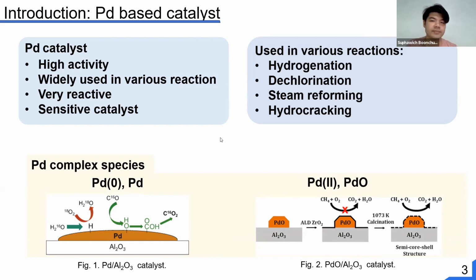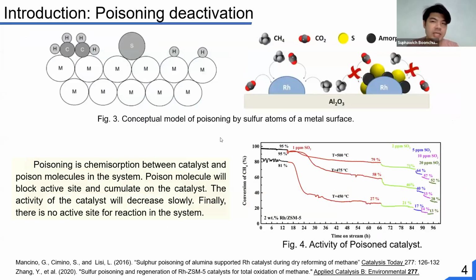The palladium species that we commonly find are palladium and palladium oxide. Poisoning is chemisorption between the catalyst and a molecule in the system. The poison molecule can be reactants, intermediates, products, or impurities. The poison molecule will block the active site and accumulate on the catalyst. The activity of the catalyst will decrease slowly as in figure 4, and finally, there is no active site for reaction in the system.